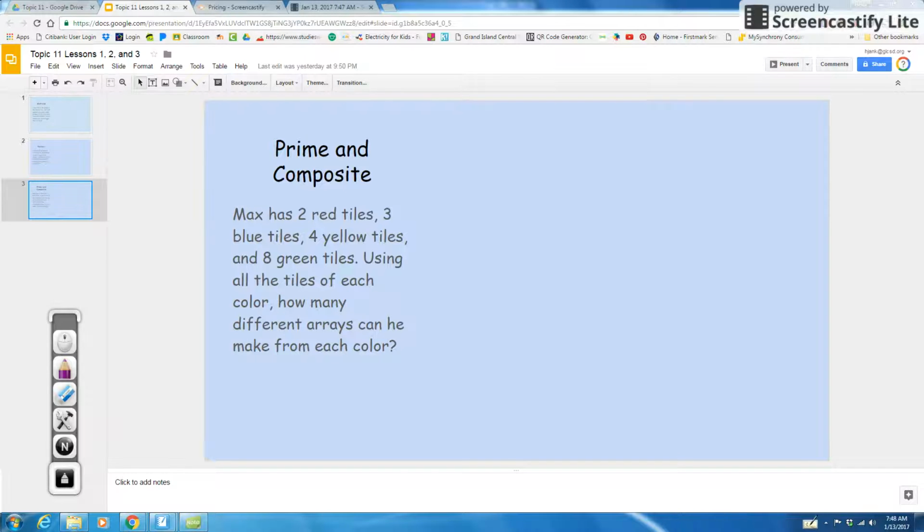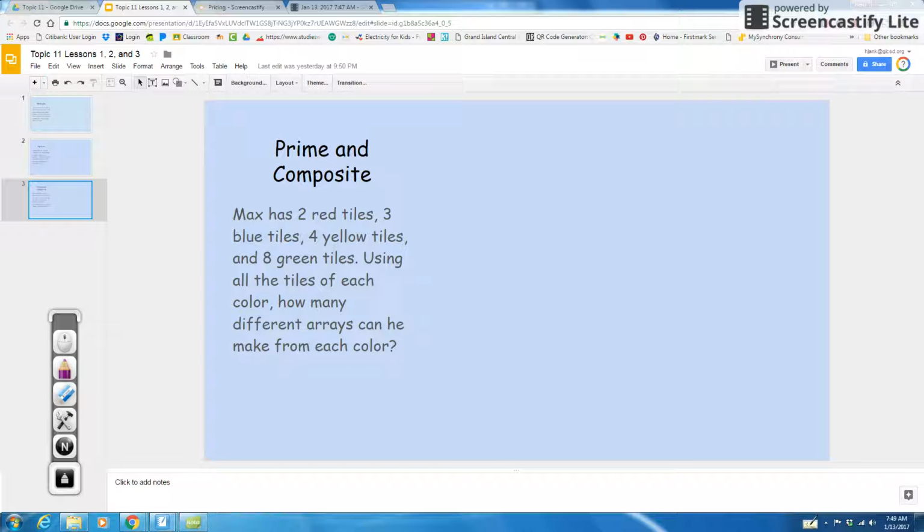The last thing we're going to look at is prime and composite numbers, okay? Prime is where there's not a lot of factors for that number, and that'll make sense in just a minute. And composite means there are lots of factors to get to that number.